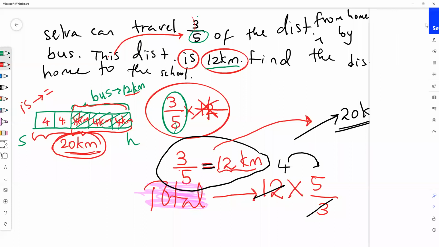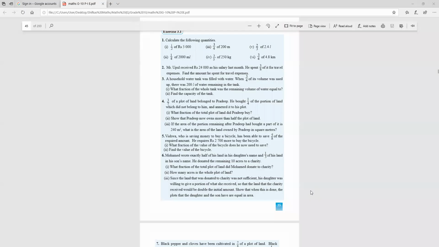Okay, now take your books, children. Take your textbook. Now we will go through question number 3. Read it, children. You have to read it carefully. The reading is very, very important in this chapter.